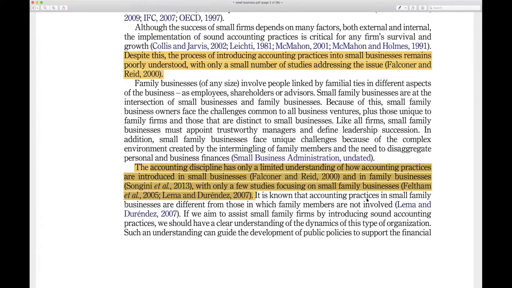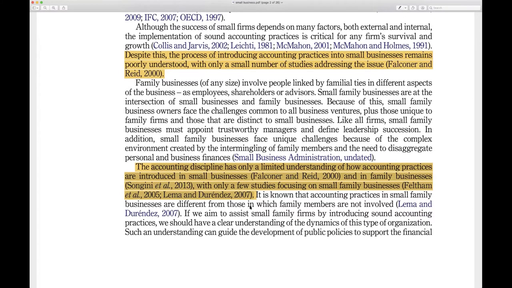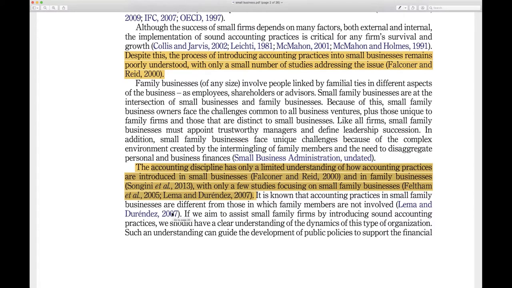Then somebody went to small business and family businesses here. It is known that accounting practices in small family business are different from those in which family members are not involved. This is what we call illustration. I'll teach you how to write later. You see, the thing is here. Look at the reference, Lerma and Durandes. Do you see it here? The person is not illustrating what is in the paper, because when you put it here, you don't know what is in the paper. Yeah, just put it there.